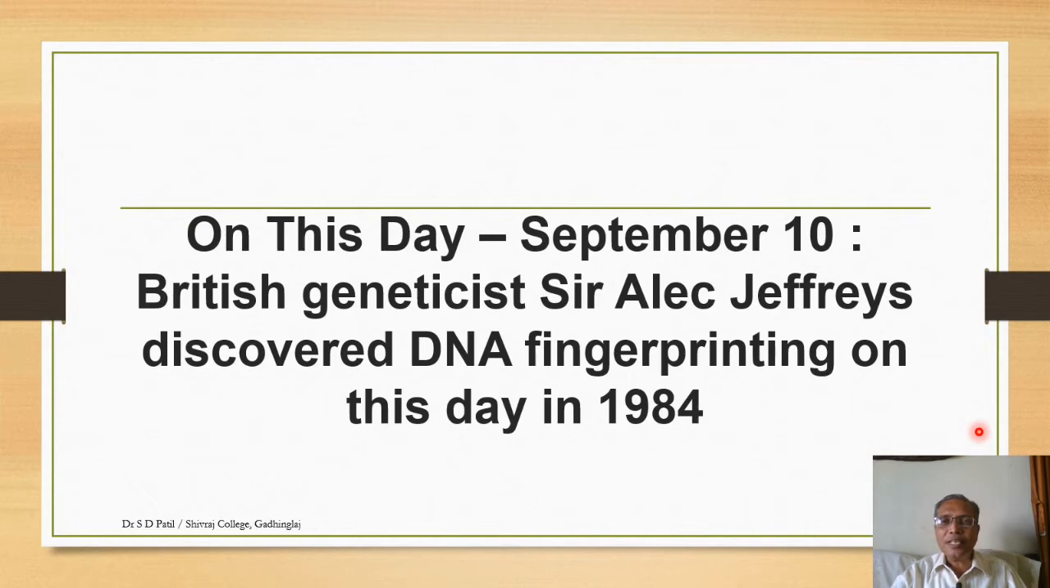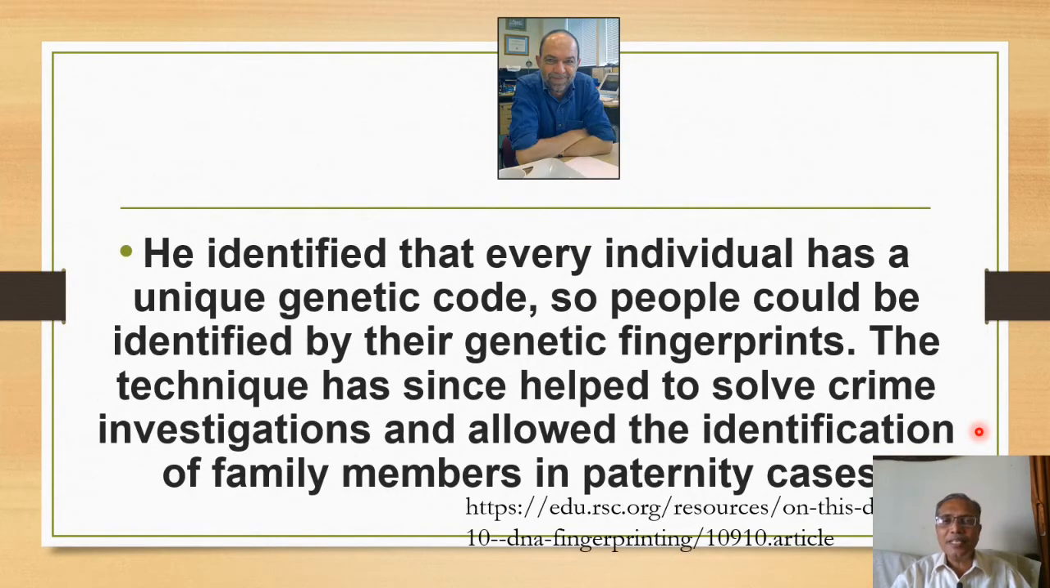So today is 10th September. On this day in 1984, British geneticist Sir Alex Jeffreys discovered DNA fingerprinting. He identified that every individual has a unique genetic code, so people could be identified by their genetic fingerprints. The technique has since helped to solve crime investigations and allowed the identification of family members in paternity cases. I have referred to these things from the website of the Royal Society of Chemistry and its educational resources on this day in chemistry.